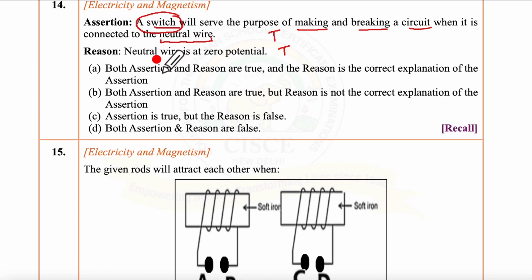If they had said that a switch is a make and break device for the circuit, then we would have said yes, that's the correct explanation. But neutral wire has zero potential. It's true, but it doesn't explain this. So we have both of them true, but the reason is not the correct explanation. So the correct option is B.